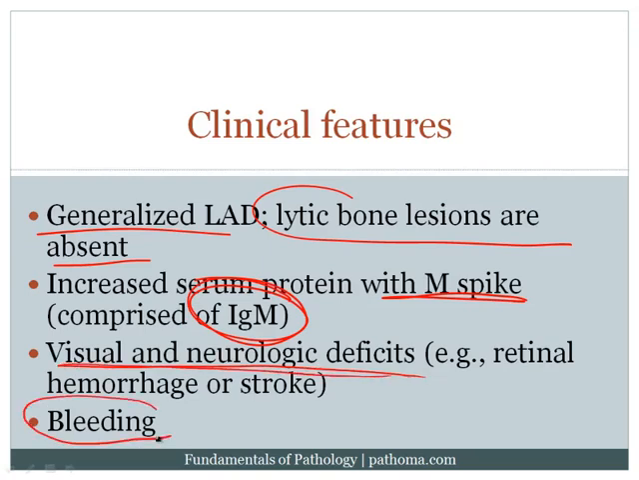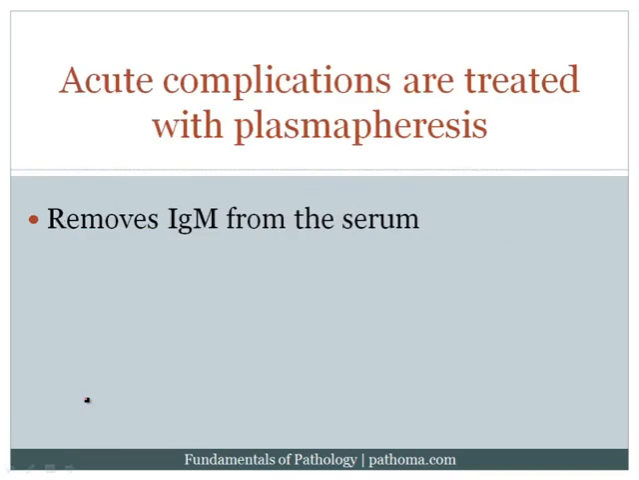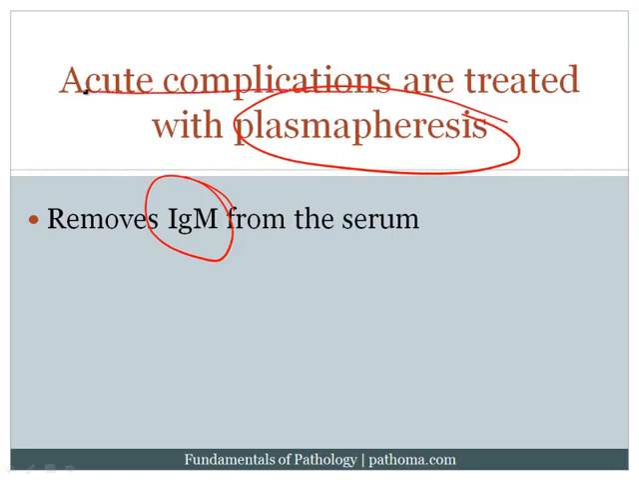At the same time, there's going to be an increased risk of bleeding, and that's because the hyperviscosity leads to defective platelet aggregation, and if the platelets can't aggregate properly, there could be an increased risk of bleeding. When patients have acute complications in Waldenstrom's macroglobulinemia, you can treat them with plasmapheresis. This is basically removal of the patient's blood, and then once you've removed it, you use a machine to pull out the IgM, and when you pull out the IgM, you'll obviously decrease the risk of the acute complications.